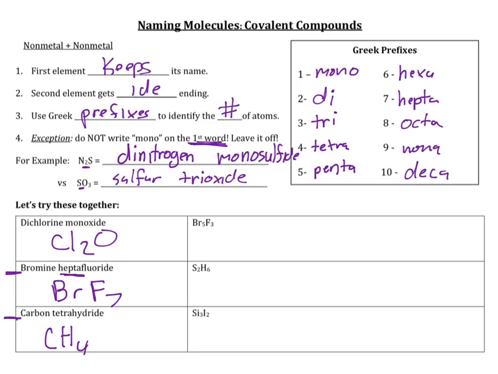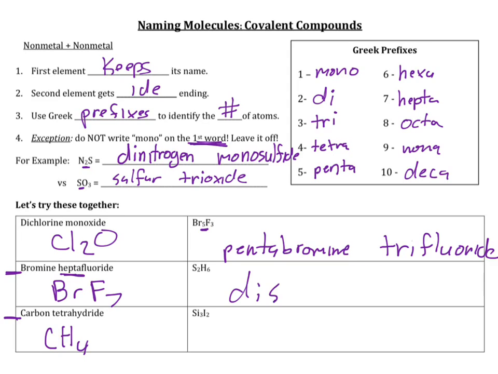All right, let's go ahead and name these here. So five is penta. So it's pentabromine. And then trifluoride. Instead of fluorine, we change it to fluoride. So again, the first element keeps its name. The second element you change to "ide." All right, next one. Disulfur hexahydride. Instead of hydrogen, it's hydride.